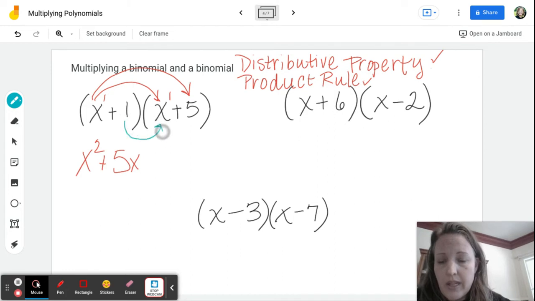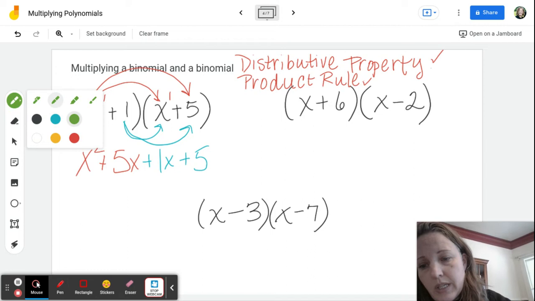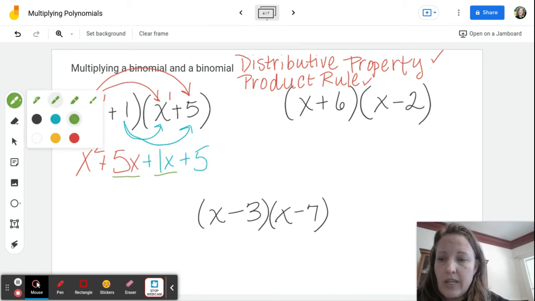We're going to multiply this times both of the terms in the binomial that's next to it. So 1 times x, a positive 1 times x is a plus 1x. And then a positive 1 times a positive 5 is a plus 5. Now, the thing that we're going to do here is we're going to notice that when we do this, we end up with 2 like terms in the middle. So we're going to combine those like terms for our final answer.